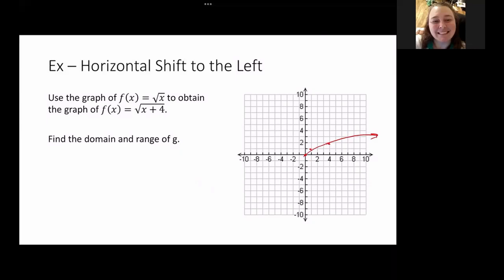Now, we're going to shift it to the left. We're not going to do the table this time, but let's go 1, 2, 3, 4 to the left of this point. 1, 2, 3, 4, and 1, 2, 3, 4. It's supposed to be curved. That's going to be g of x.